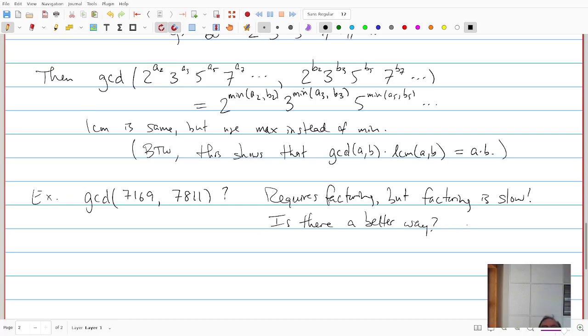The answer is yes, and we're going to see it after spring break. No. I know, right? Cliffhanger. Sorry. Because we only have 5 minutes left. So there is a better way called the Euclidean algorithm, and we're going to have to prove a few properties of GCD that mean that even though factoring is difficult, we can compute the GCD of any two numbers very quickly.